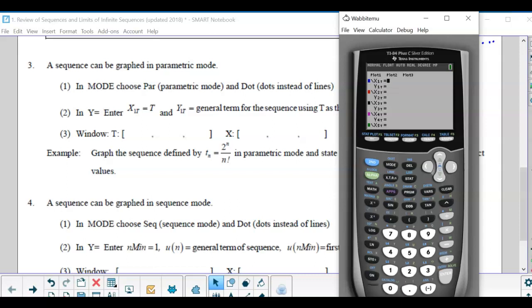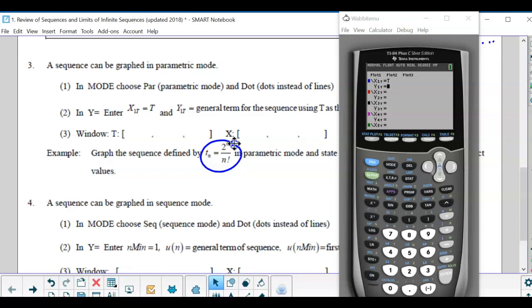So basically x1t, that is your t, is really representing the term number. It's like your n. So just press your X,T,theta,n key, your variable key, and it shows up as t. And then in y, you put your general term. So we're going to do this for this one, which is the third sequence in question one.